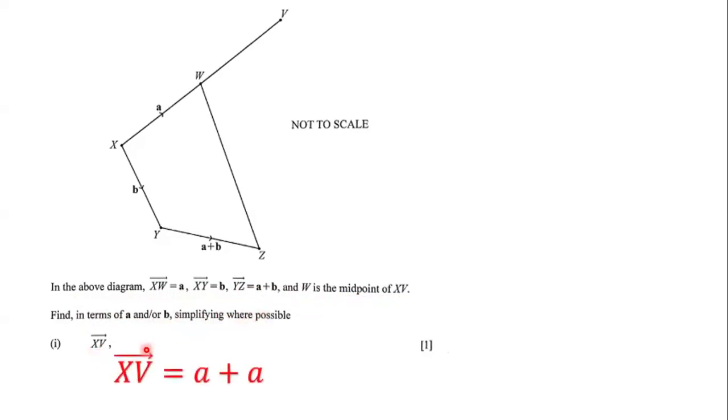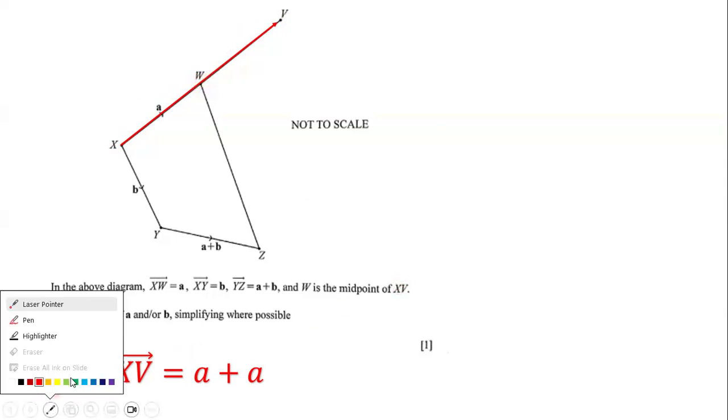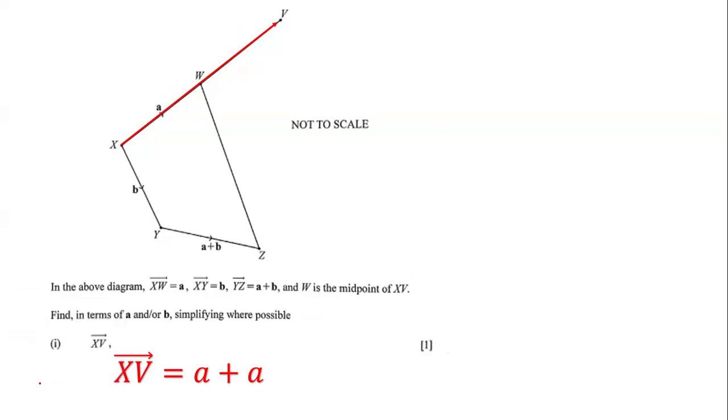Now xv is equal to a plus a, and that makes sense because x is our starting point, and v is our ending point. So that means that we have to go from x to w, and then from w to v. Now, the good thing is that we know that w is the midpoint of xv. And so that means that it's halfway.